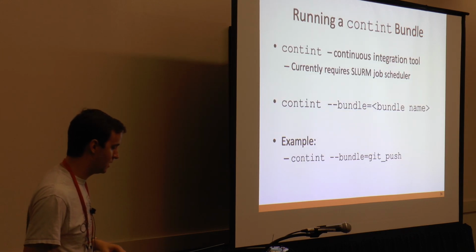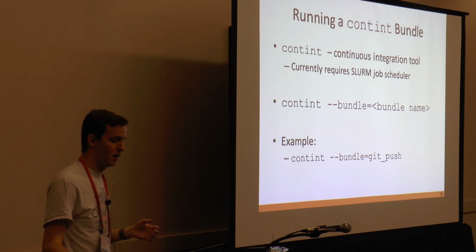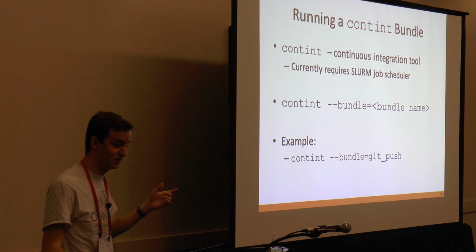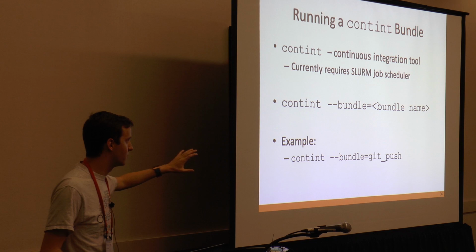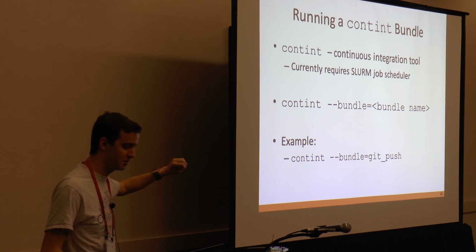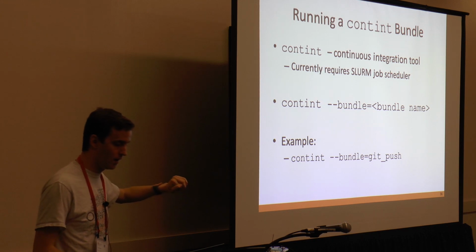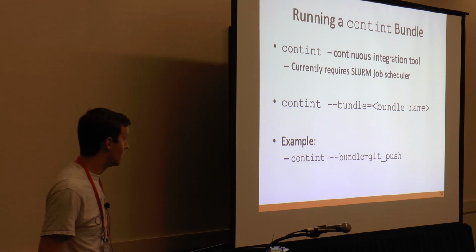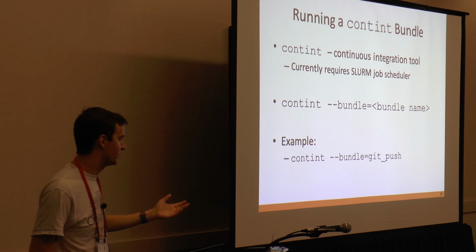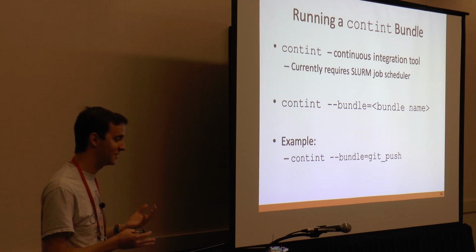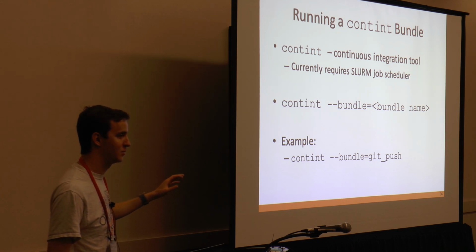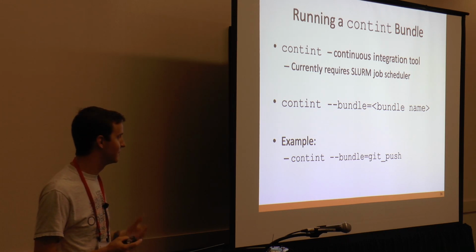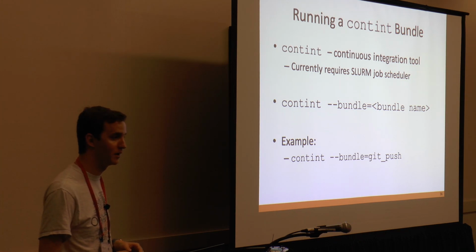To run a continuous integration bundle, this is going to be another tool we can use. Content is a continuous integration tool which currently, as I said before, supports Slurm, the Slurm job scheduler, and the VCS simulator. To call it, you will call content and then indicate which continuous integration bundle you want to run. So for example, if you wanted to run all of the tests that we run whenever we push to our repo, you can explicitly call content with the bundle git push. And that'll run a bunch of, for us, quick tests to make sure that nothing major has gone wrong.